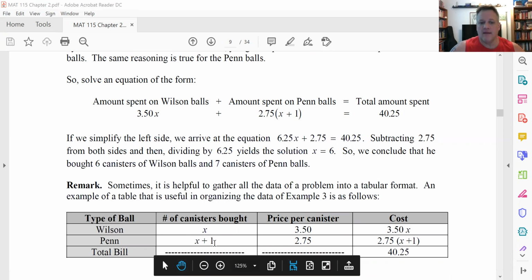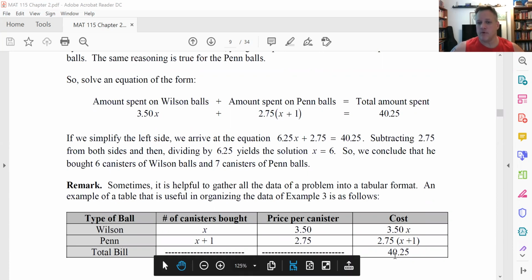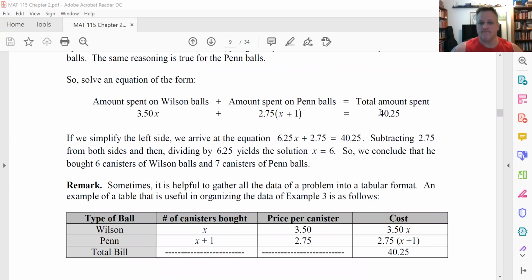Same thing for Penn. He had X plus 1 of those. Multiply that by the price per canister. So this expression here is the number of dollars he spent buying X plus 1 canisters of Penn balls. And we know the total bill was $40.25, right? And so what you'll do is add these two costs here. So 3.50X plus 2.75(X plus 1), that sum has to be $40.25.